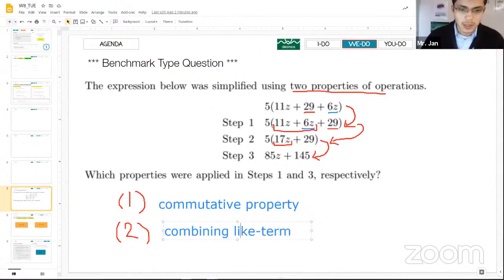This is a very important thing that you need to know. What is a like term? It's the terms that have the same variable. Combining like terms.